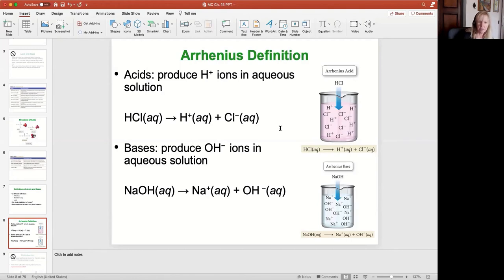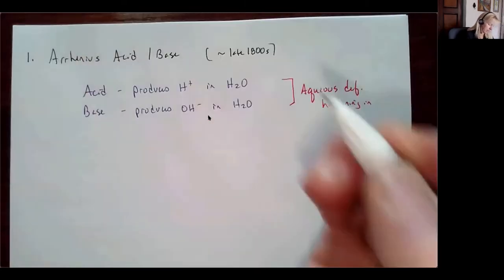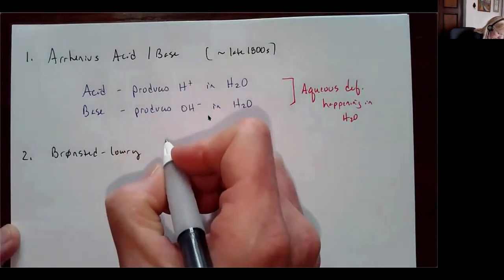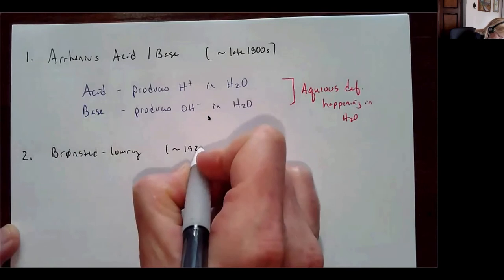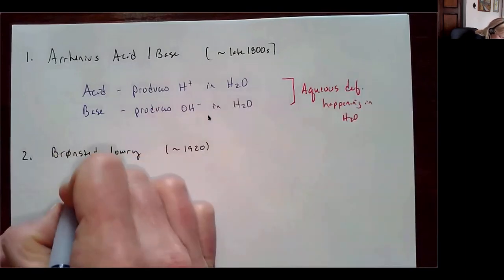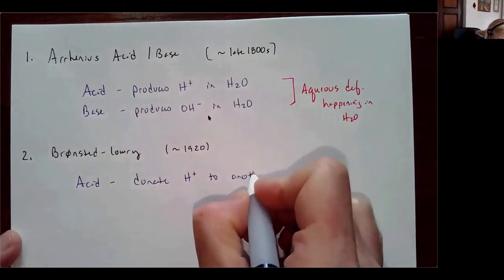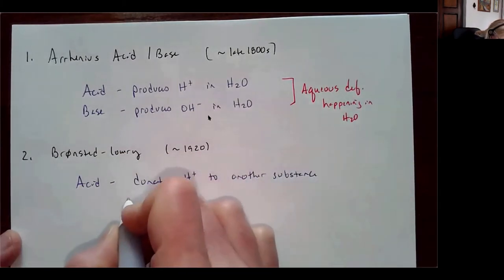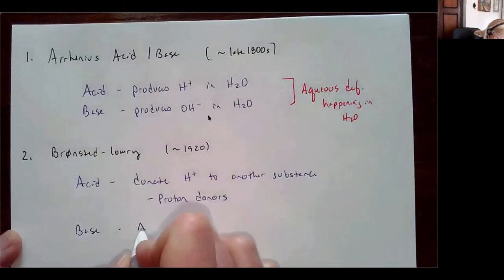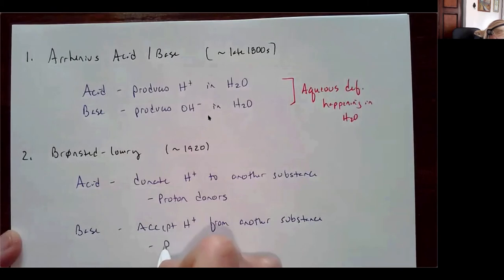Our second definition is called the Bronsted-Lowry. The first was the Arrhenius acid base. Bronsted-Lowry is a broader definition. It's named after 2 guys, and it was introduced in the 1920s. In a Bronsted-Lowry definition, an acid is something that is going to donate hydrogen ions to another substance. We call those proton donors. A base is the opposite. A base is going to accept hydrogen ions from another substance, and we call those proton acceptors.